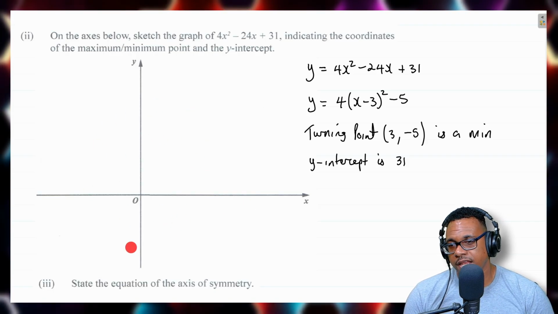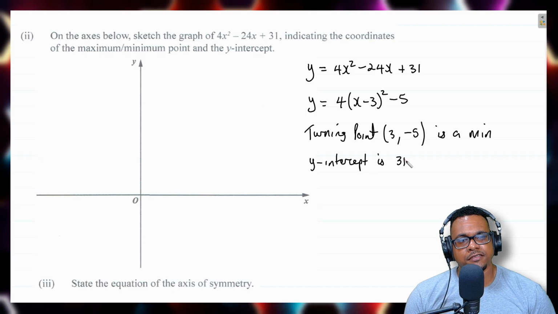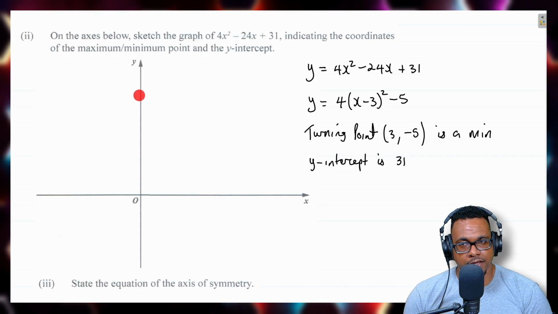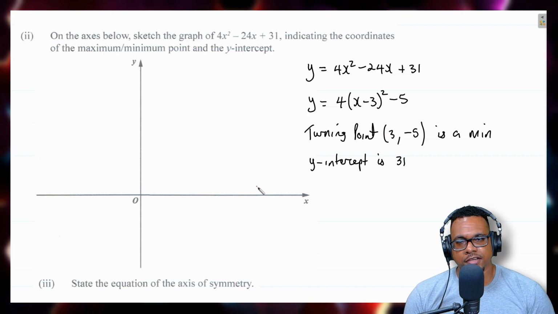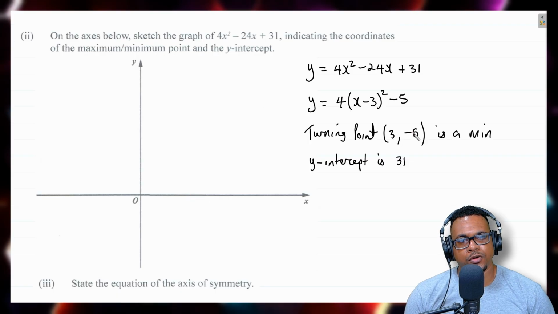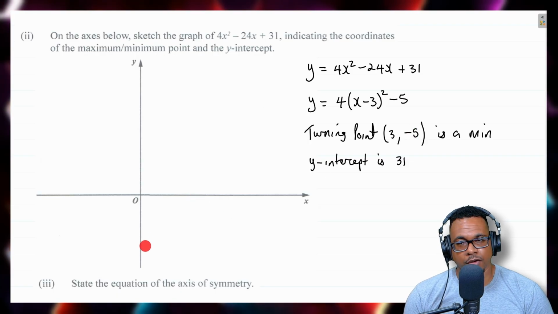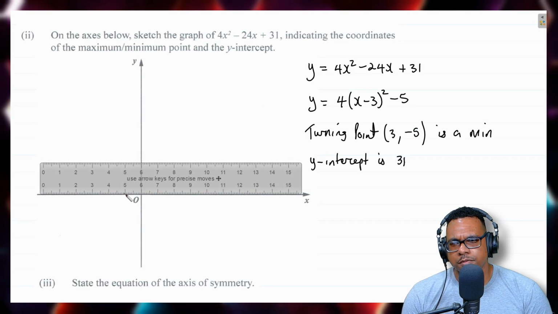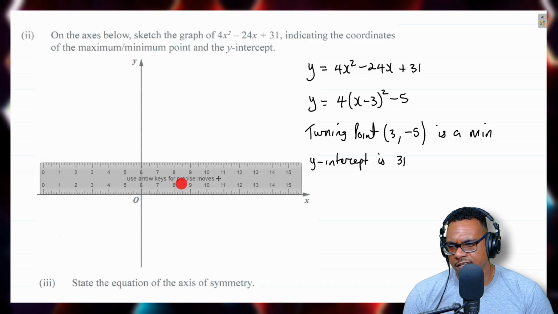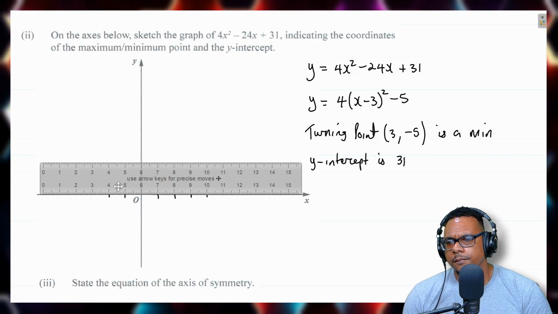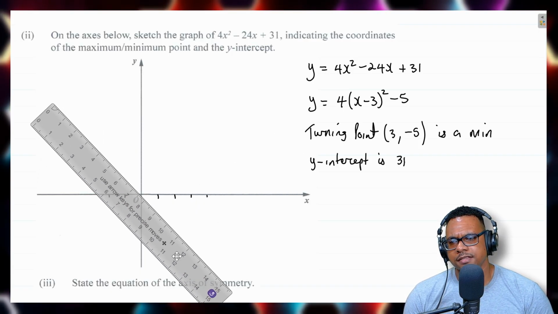So now looking at the axes that they gave us to sketch this graph, they didn't put any number in. So we'll have to number this. We need to cater for 31 on the y-axis, somewhere up here. Positive 3 on the x-axis, somewhere here. And then we have to go down to negative 5, somewhere down here. So I'm just going to use my ruler to put some markings on the line. And now we'll just put some markings for the y-axis.